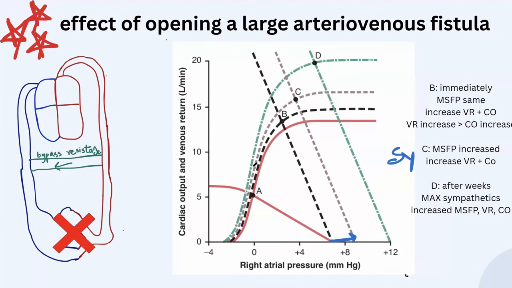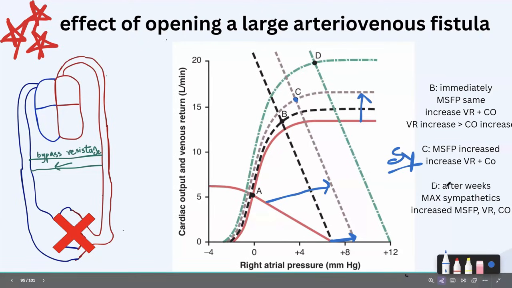You can see here, the brown dotted line, it's going up again. Red to brown, increased contractility, and red to brown, increased venous return. And MSFP is also increased. This is because you have sympathetic stimulation after a few minutes. And that is where you have point C.